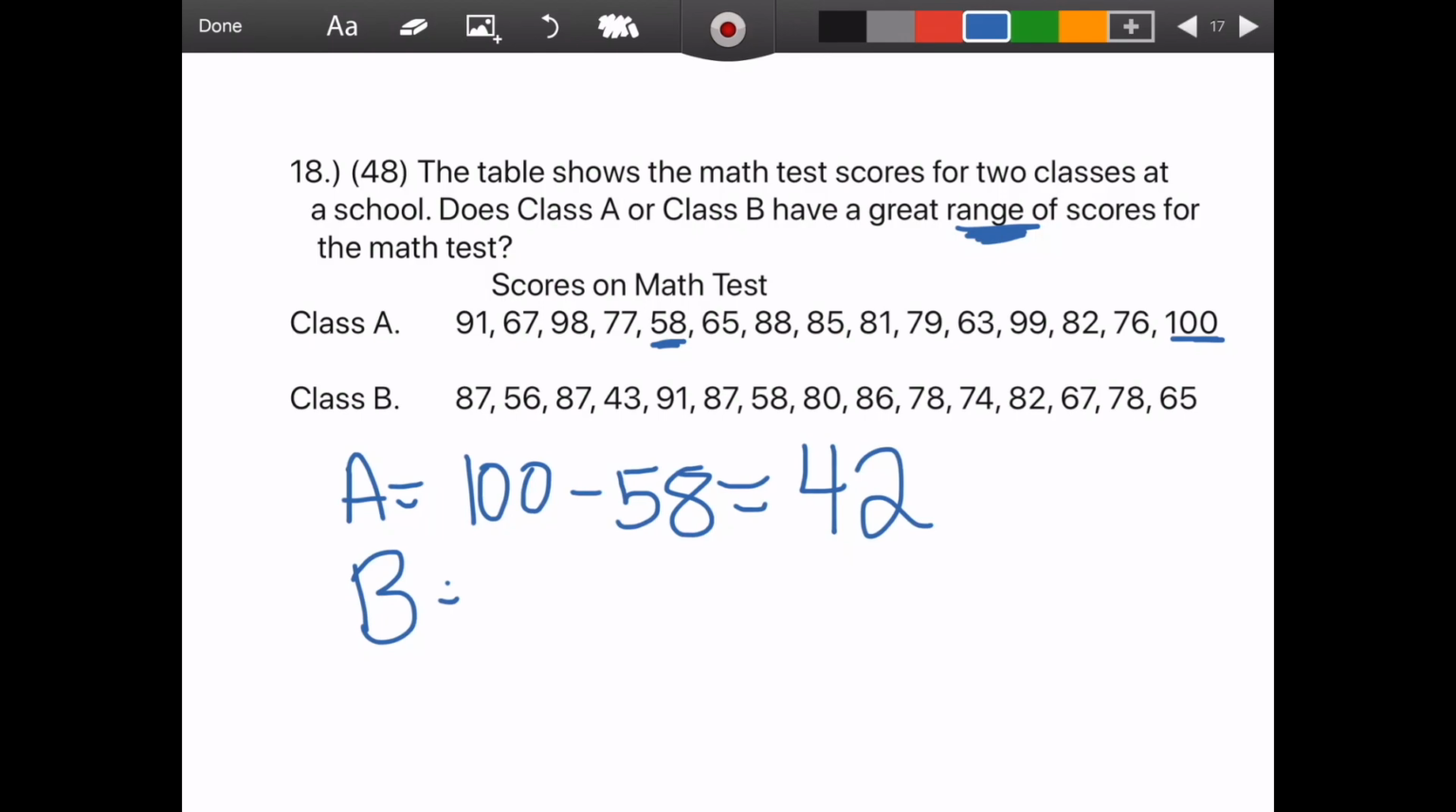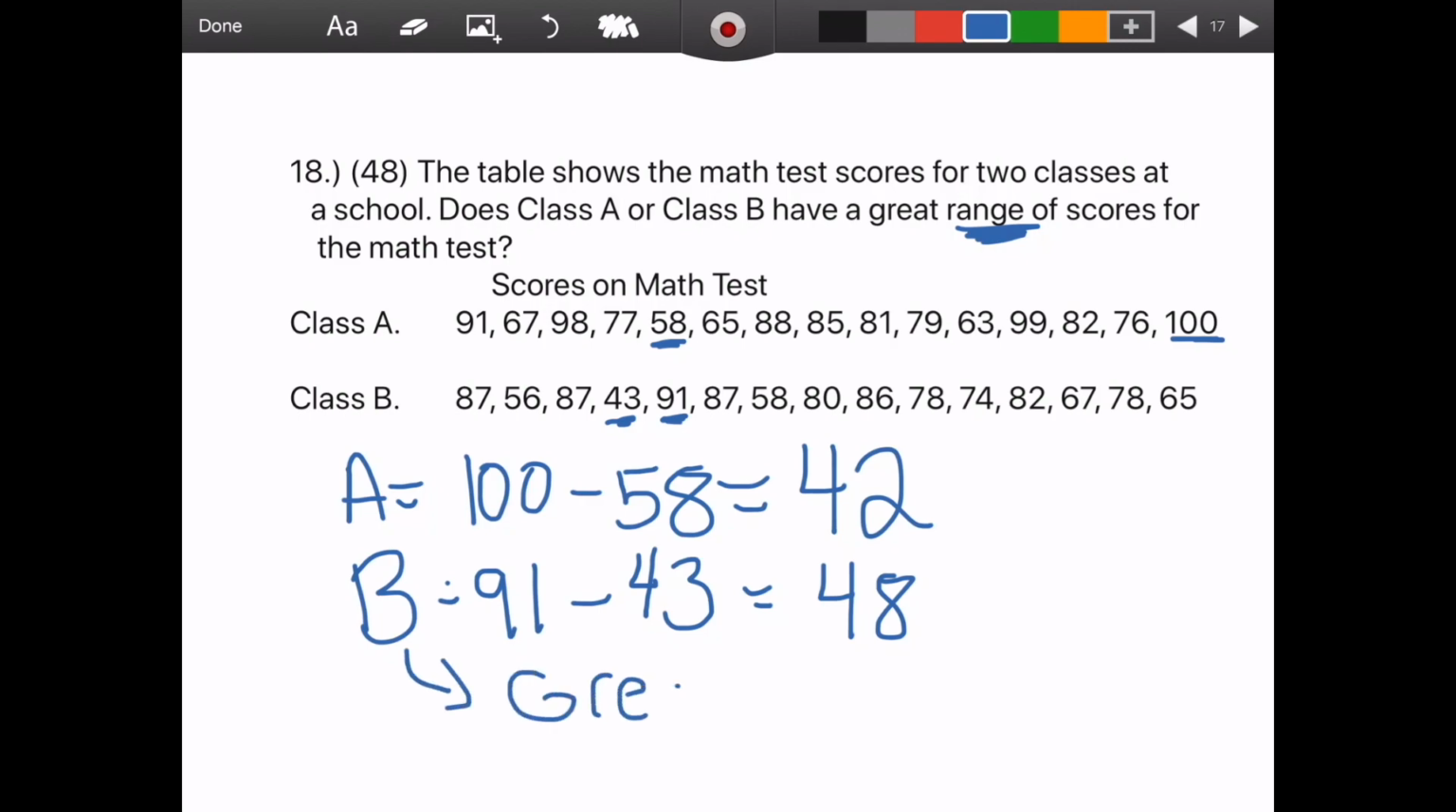Now class B, their biggest number is 91, and their smallest is right next to it, actually 43. So 91 minus 43, and that will give us 48. So class B has the greater range. So class B, greater range, and that's your answer.